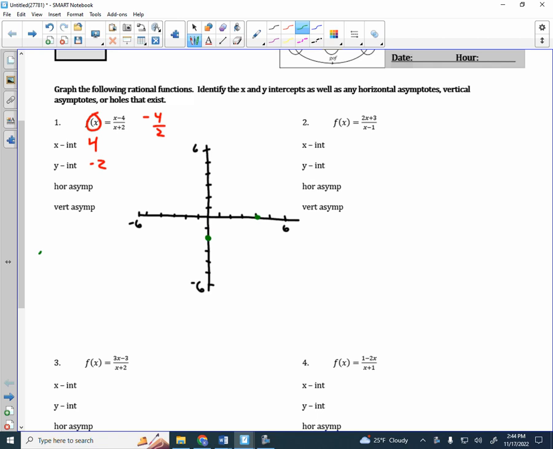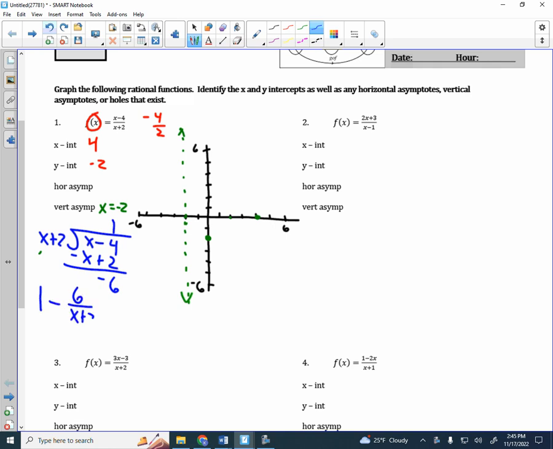Where is it undefined? For what value is it undefined? Negative 2. So you have a vertical asymptote of x equals negative 2. X equals negative 2 is right back here. So all I need to finish this off is to divide so I can get a horizontal asymptote. So I'm going to go through my division process. X plus 2 goes into x minus 4. Multiply by 1. And we get x plus 2. Subtract. Get negative 6. So 1 minus 6 over x plus 2.